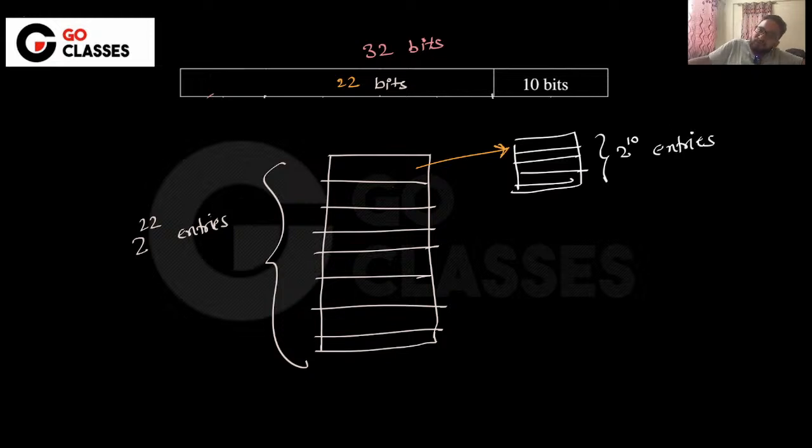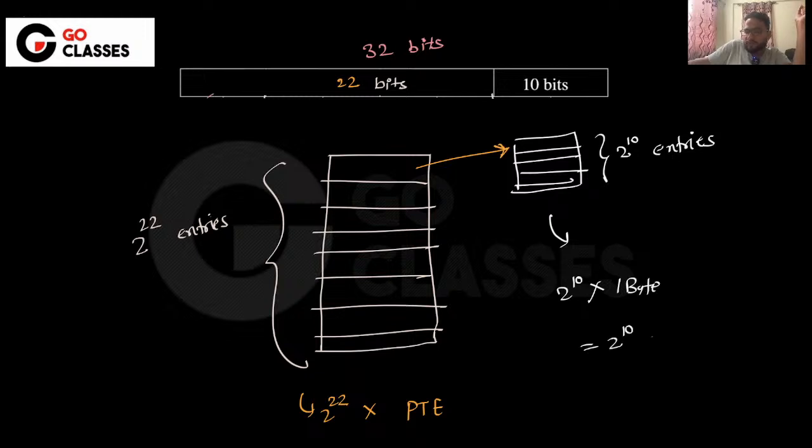Now what is the size of this chunk? 2 power 22 entries times the page table entry size, whatever the size of one entry. What is the size of this chunk? 2 power 10 entries times, just for the last chunk, it is a bit special. I say that each entry actually contains just 1 byte, always just 1 byte, which means it is 2 power 10 bytes.